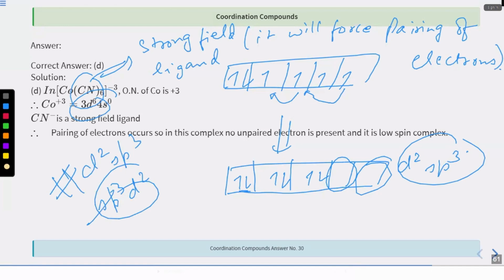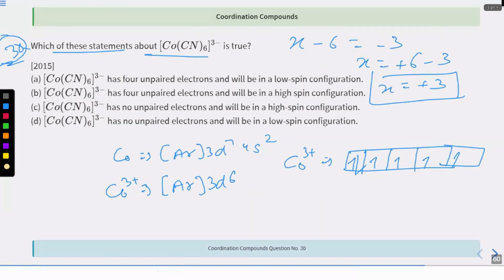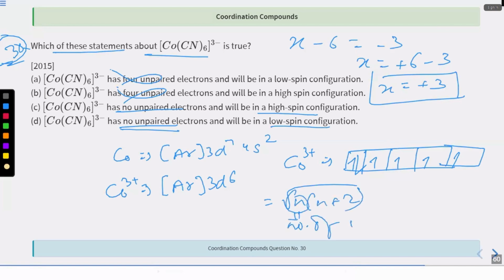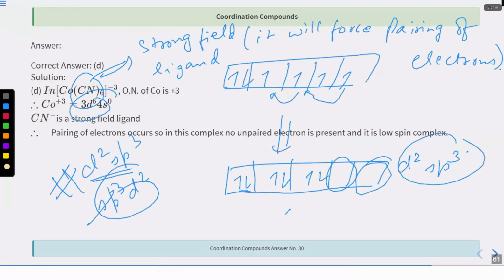But here again, the ligand is CN minus, the cyano ligand. It is a strong ligand. So d2sp3 hybridization will take place. There are no unpaired electrons, so four unpaired electrons is wrong. So it is either this one or this one. And low spin or high spin? I know that spin is given by root of n into n plus 2, where n is the number of unpaired electrons. But in this case, the number of unpaired electrons goes to 0. So spin would be 0 only, which means low spin.